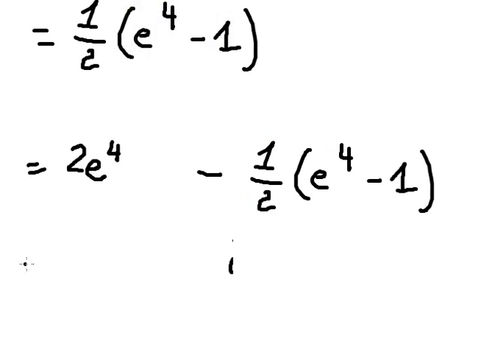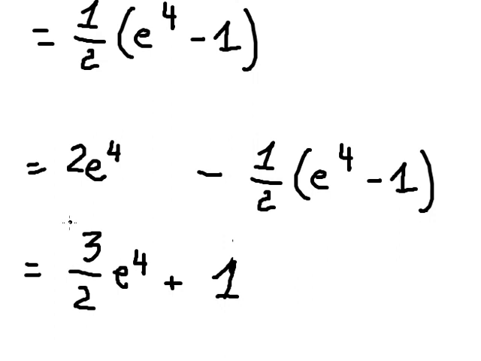Now we need to simplify number 2 minus 1 over 2. We have 3 over 2 e to the power of number 4. Negative and negative, we have positive number 1. And this is the final answer.